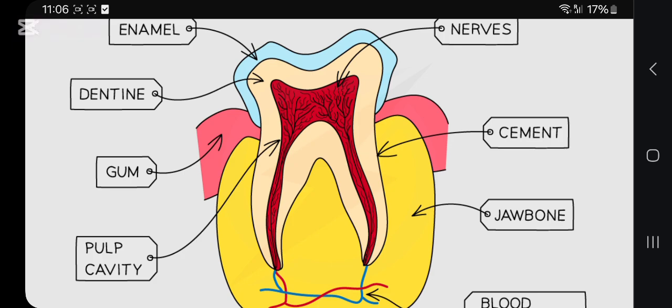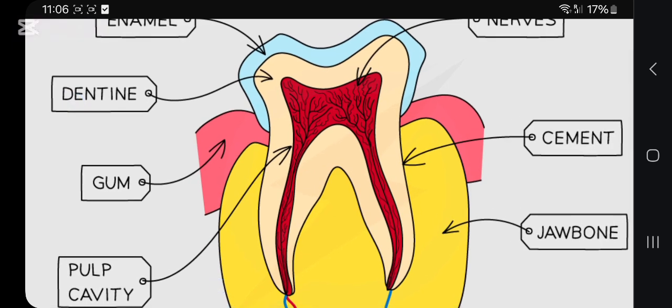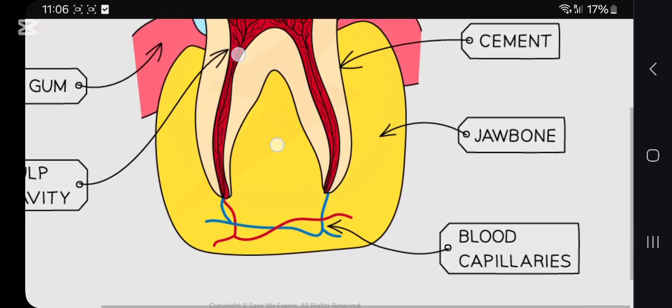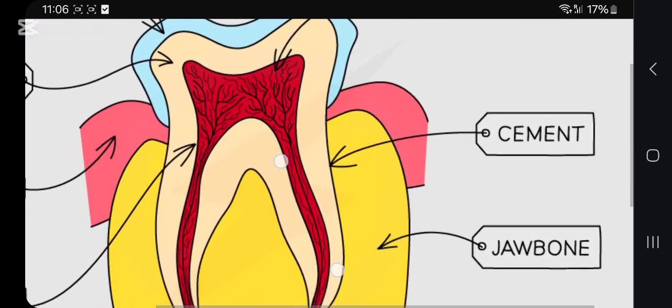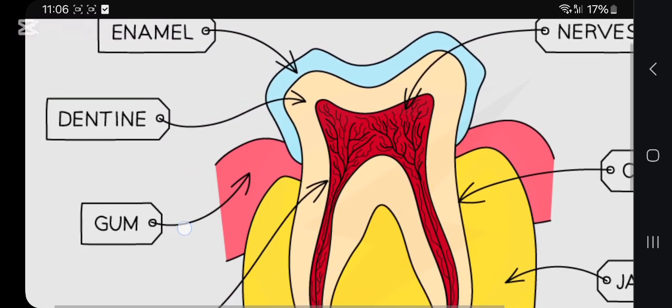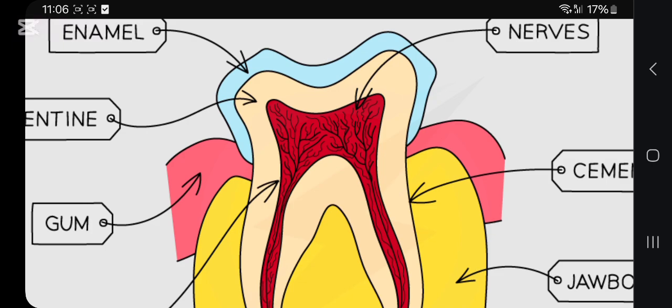Okay, then below the enamel we have the dentine. The dentine is not as hard as enamel, but it contains living cytoplasm. Then, let's talk about the cement. What the cement does is that it keeps the tooth embedded in the gum. Okay, this is the gum. So it keeps the tooth in place in the gum, and it has fibers growing out which attach the tooth to the jaw and allow it to move slightly when biting or chewing.